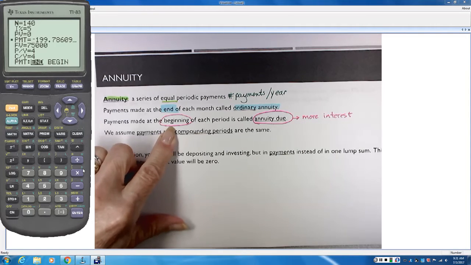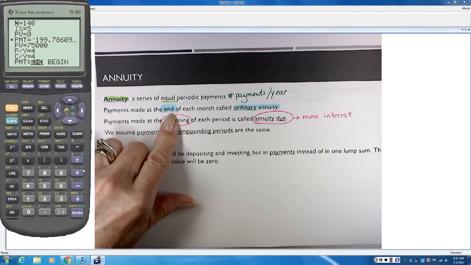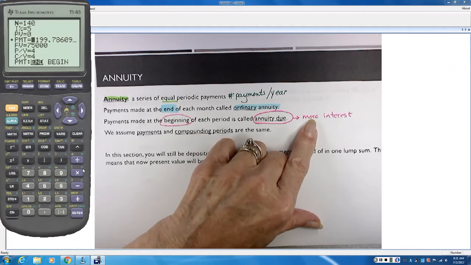If you make your payments at the beginning, your first payment is going to earn interest because you deposited at the beginning of the month, and your last payment is going to gain interest because you deposited it at the beginning of the month. Whereas here, with your ordinary annuity, your first payment's not going to get you any interest for that first month because you're paying it at the end, and your last payment's not getting you any interest because you pay it at the time you take the money out or the annuity matures. So you're going to get a little bit more money this way.